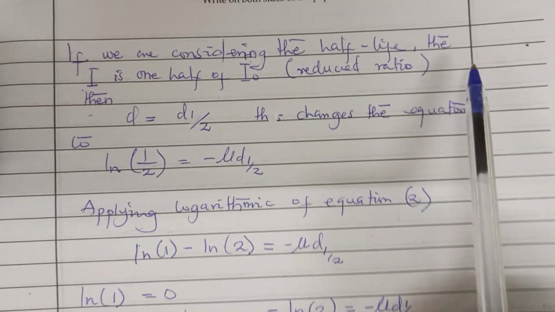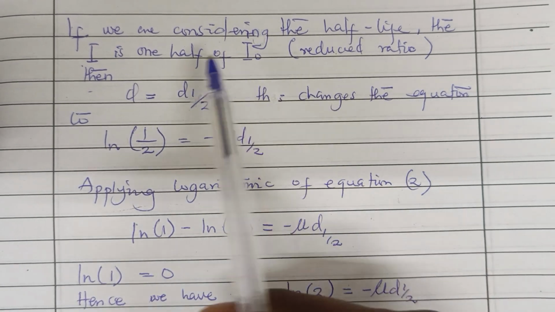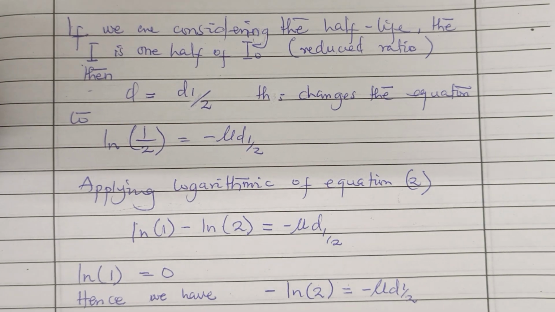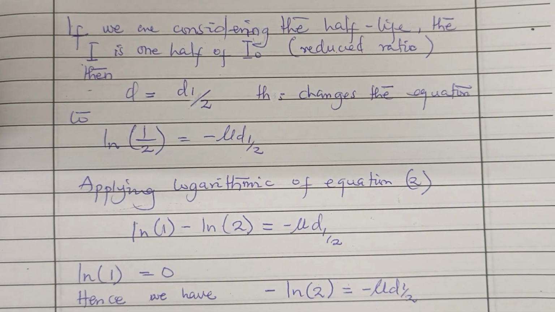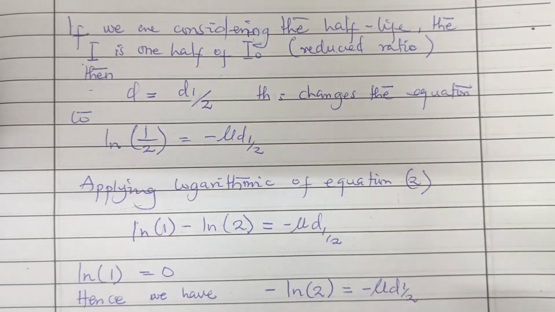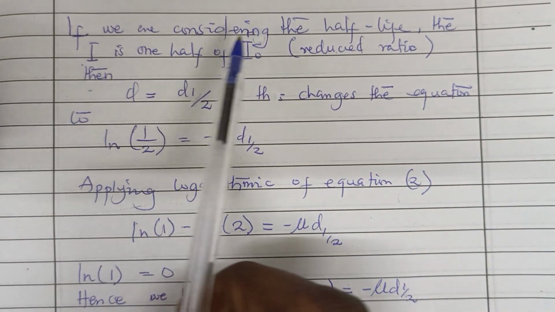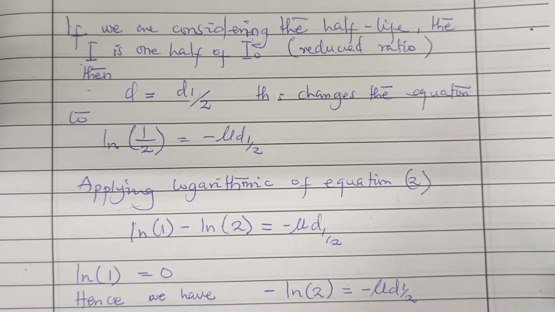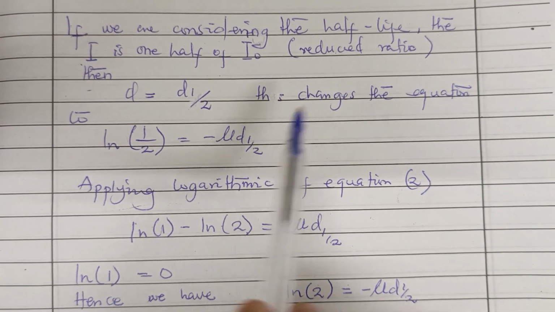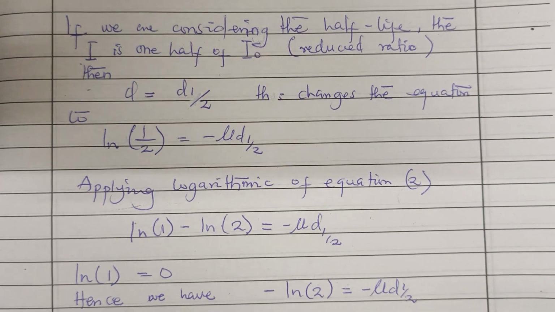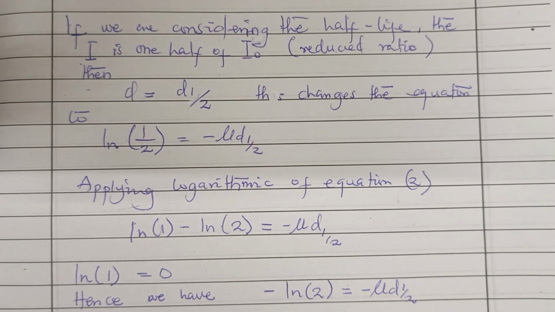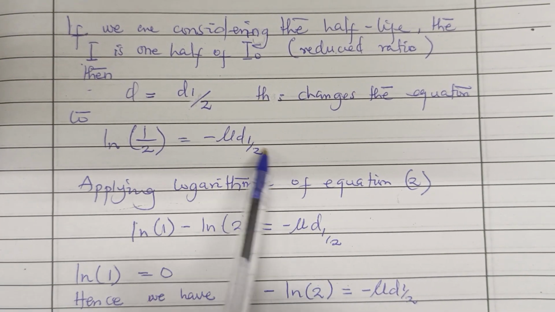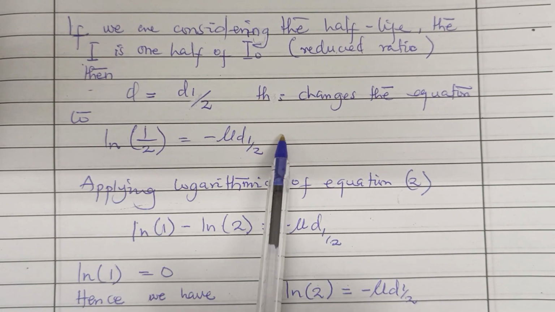Now, if we are considering the half-life, the intensity is 1/2 of the intensity naught. In the first video, we said that this is the intensity when there is an absorber, and this is the intensity when there is no absorber, meaning that this is half of this. Intensity is half of the intensity naught, which gives us the reduced ratio. Because of that, our D, which is the half-life thickness of the material, goes to half, which leads us to an expression like this.